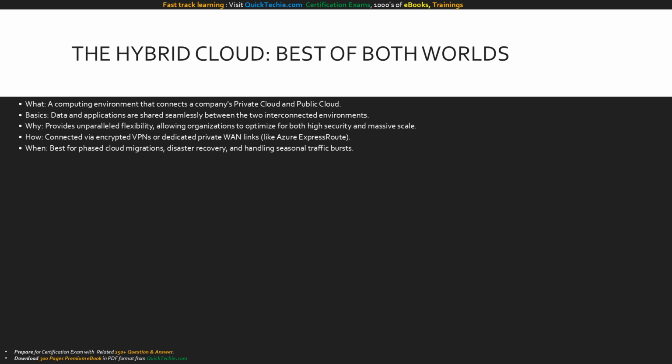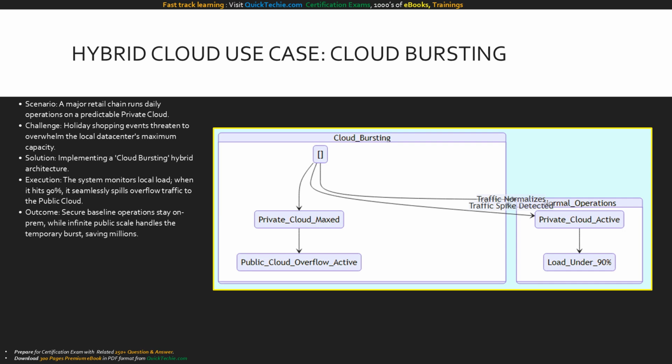This diagram perfectly encapsulates the hybrid philosophy, placing specific workloads exactly where they belong based on security, cost, and performance requirements, while ensuring they function together as a unified, cohesive system. To demonstrate the true power of the hybrid model, let's look at a highly effective strategy known as cloud bursting for a major retail chain.